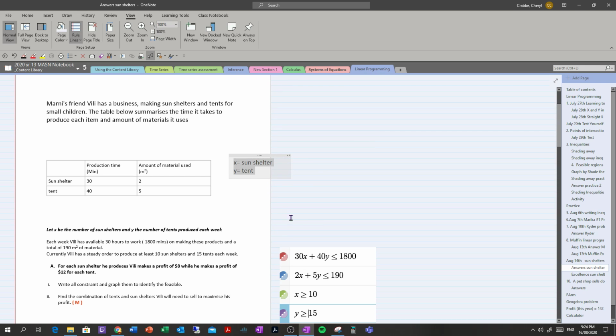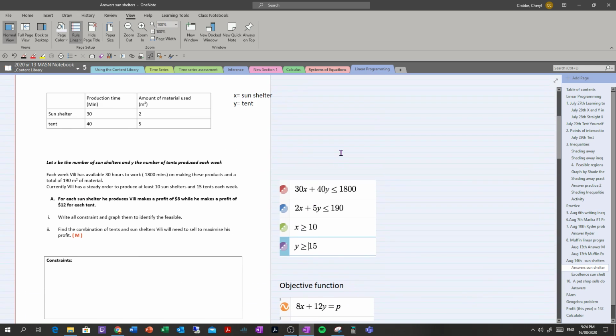Now, let's take a look at this thing. Each week, Billy has available 30 hours to work, 1,800 minutes on making these products, and a total of 190 square meters of material. Currently, Billy has a steady order to produce at least 10 sun shelters and 15 tents each week. For each sun shelter he produces, Billy makes a profit. So basically, once we start seeing the profit thing and so on, profit of this and the profit of that, we're talking about the objective function. So this is our objective function. That's not a constraint.